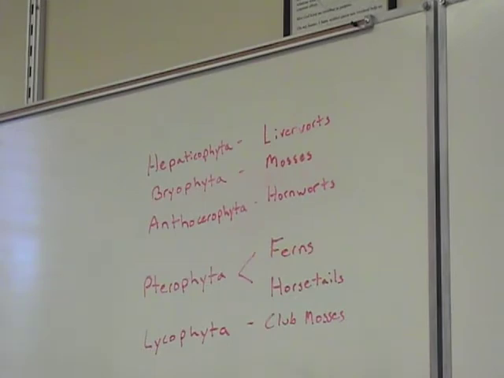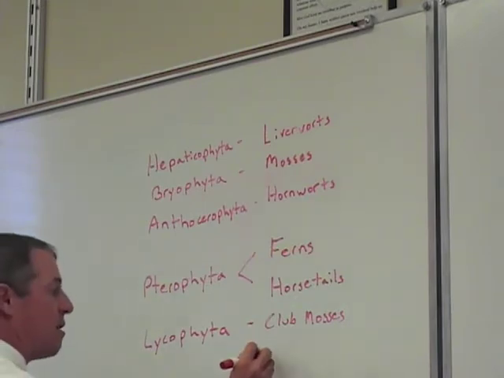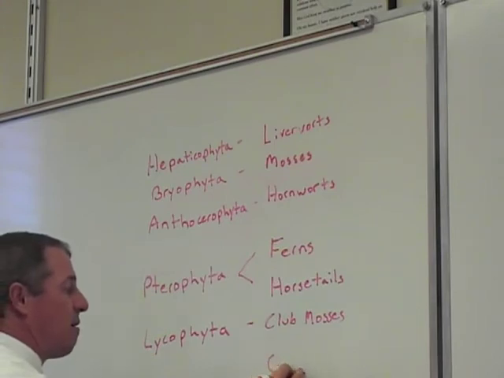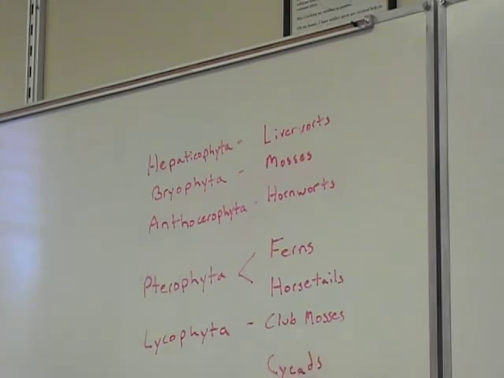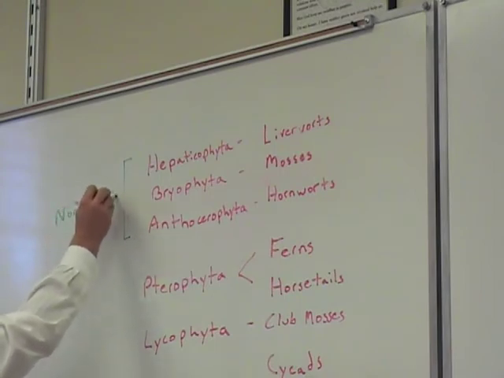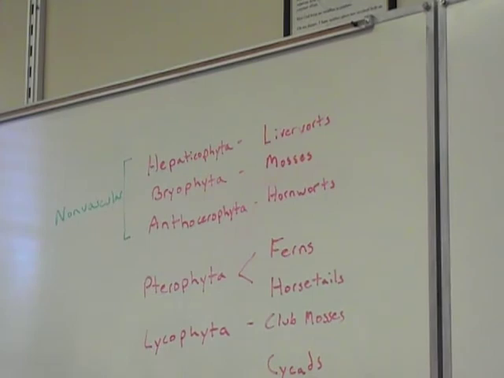And then finally at the top, we have... So the first three are what kind of plants? They're non-vascular. And these are non-seed plants. How would they produce other plants? They use spores.